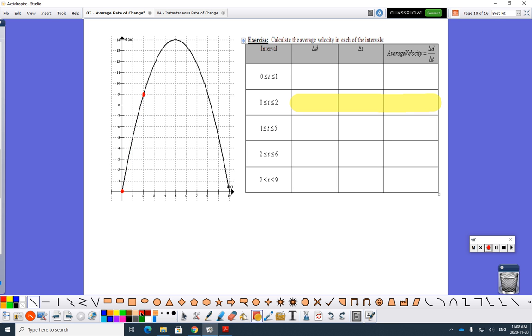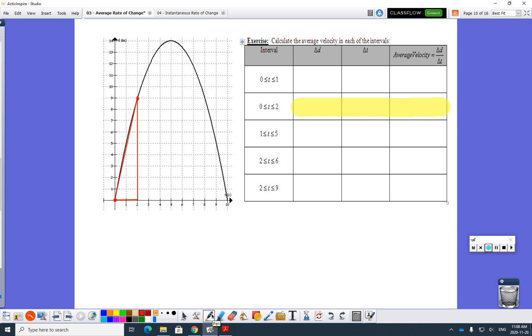See if I can get it in a color that maybe you can see a little better. Hook up the secant line, and all I'm doing is finding the slope of that secant line to find the average rate of change. I don't care how they got there. I don't care how curvy it is or whatever. I only care, where did you start? Where did you end up?